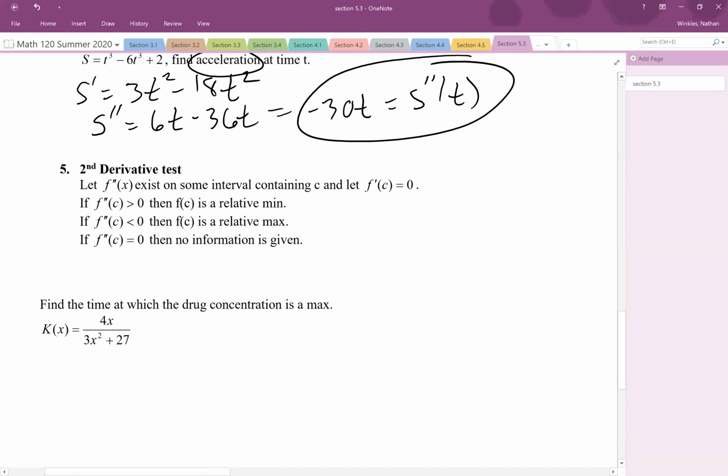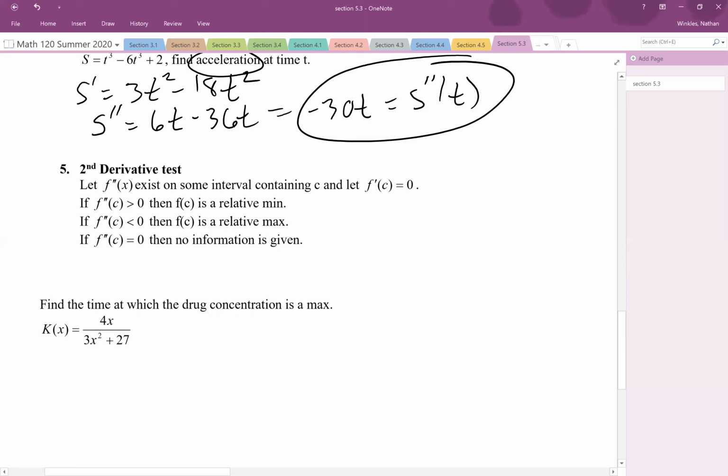The next thing we can talk about is our second derivative test. You only want to use this when the problem asks you for it. If you try to use it at other points, it can be really cumbersome. It can lead you to results where you still have to use the first derivative test. So only use this when the problem asks you to use it.